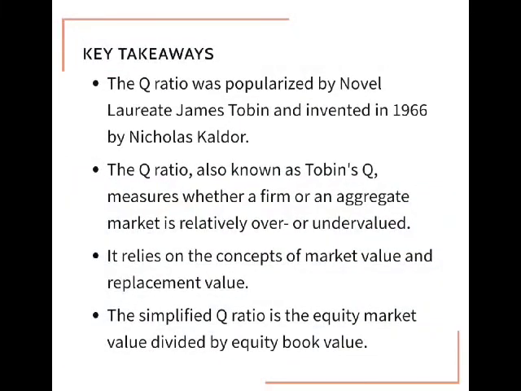Here are the things that we need to remember in Tobin's Q theory. The Q ratio was popularized by Nobel laureate James Tobin and invented in 1966 by Nicholas Kaldor. The Q ratio, also known as Tobin's Q, measures whether a firm or an aggregate market is relatively over or undervalued. It relies on the concepts of market value and replacement value. The simplified Q ratio is the equity market value divided by equity book value.